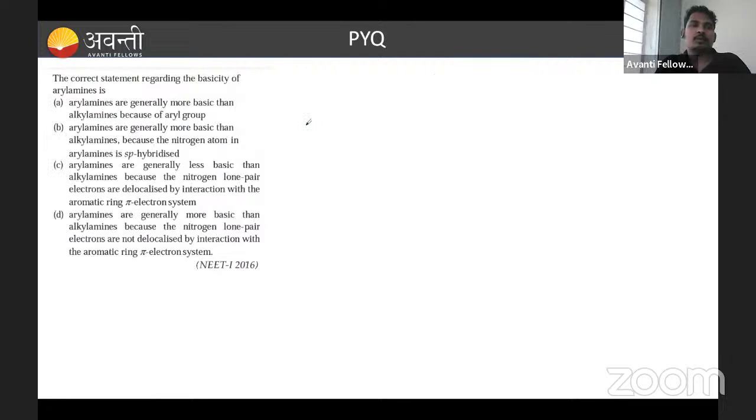ठीक है, इसको देखो भाई, ये बहुत बड़ा बड़ा थियरी बट सिंपल. The correct statement regarding basicity of arylamine. हम क्या करेंगे, ये तुम्हारा एराइलेमिन है, and we have to see what is the basicity of this one. Aryl amines are generally more basic than the alkyl amines. So for alkyl, we take C2H5NH2. So RNH2 is the alkyl amine, R I take C2H5. See which is the more basic.